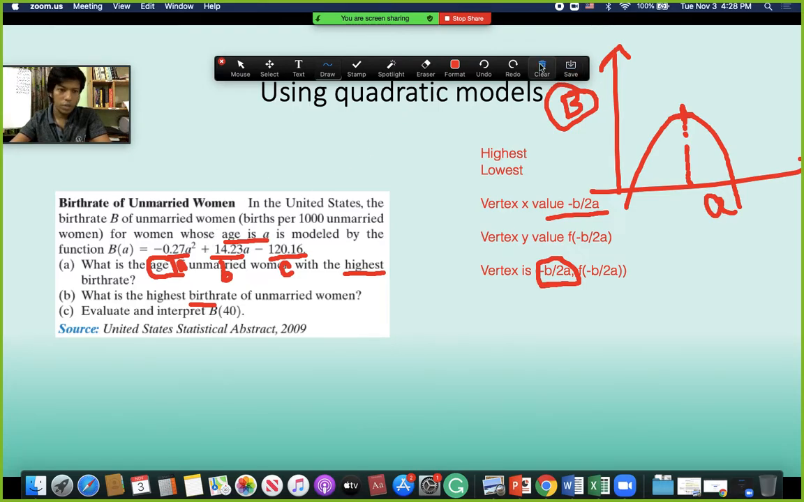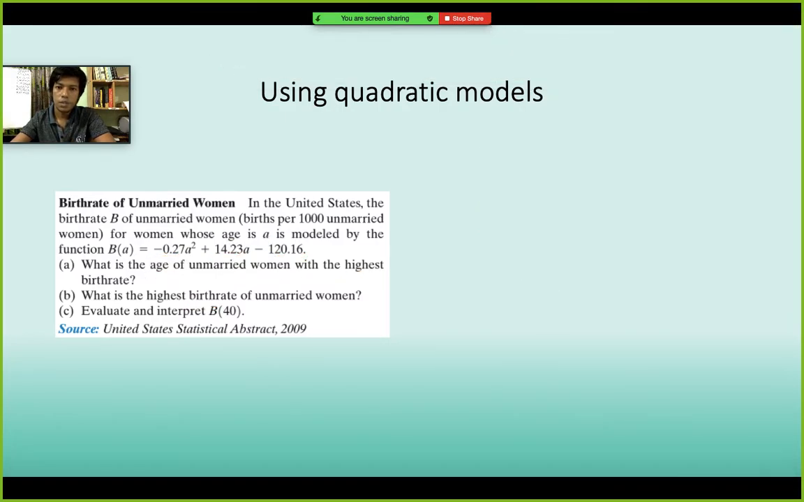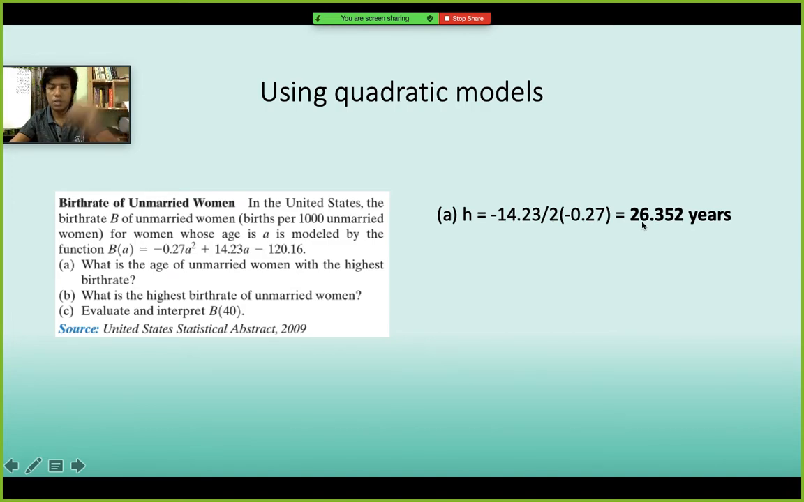Let me show you. C number is related to B number. Let me show you all of them. Clear all of them. So you see the vertex x value, minus b divided by twice a. You will get 26.356 years. That means in the United States, for unmarried women, at this age we have the highest birth rate. The highest birth rate is at 26 years something.